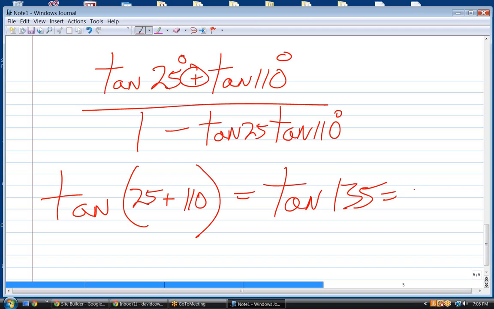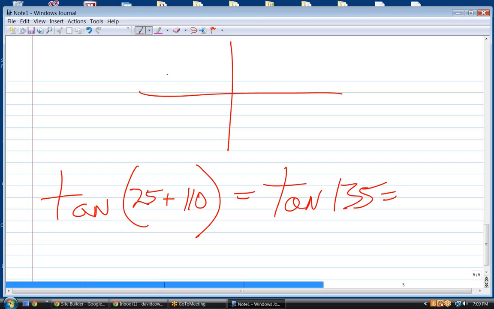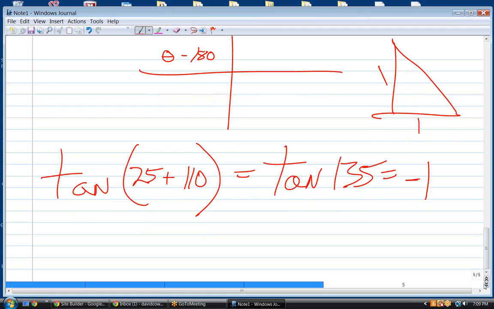I'm not sure. Let's go through how we get it. Second quadrant. What's the equivalent first quadrant angle? Or excuse me, I meant to write 180. It's going to be 45. Correct. What's the tangent of 45? Root 2 over 2. No, that's the sine and cosine of 45. If you draw it, it's just 1, okay? But it's in the second quadrant, so it's minus 1.